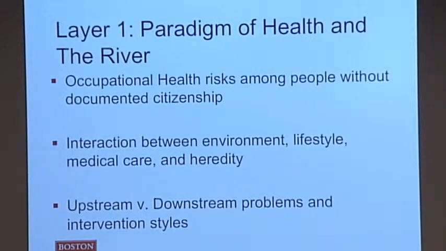For this layer, I looked at occupational health risks among people without documented citizenship. Occupational health risk is really just a euphemism for things like deep lacerations or loss of a limb, exposure to pesticides, like poisoning, cancer, things like that. So not your typical carpal tunnel, not that that's good either, but that would be another occupational health risk. But we're really talking about some gruesome things here.